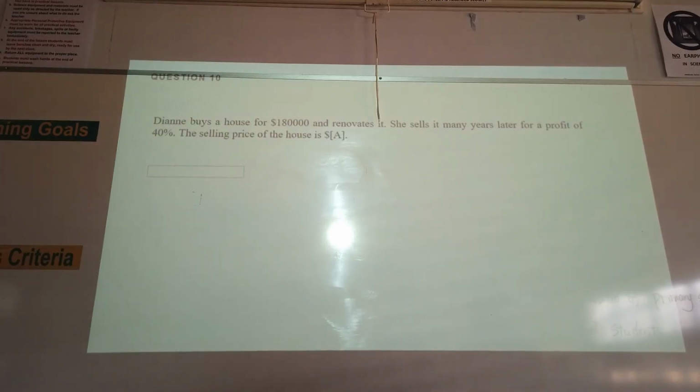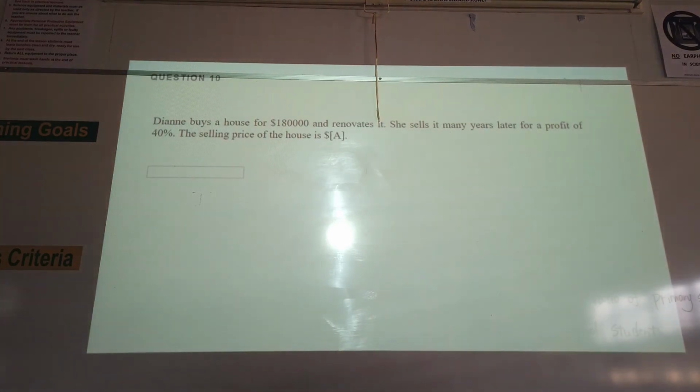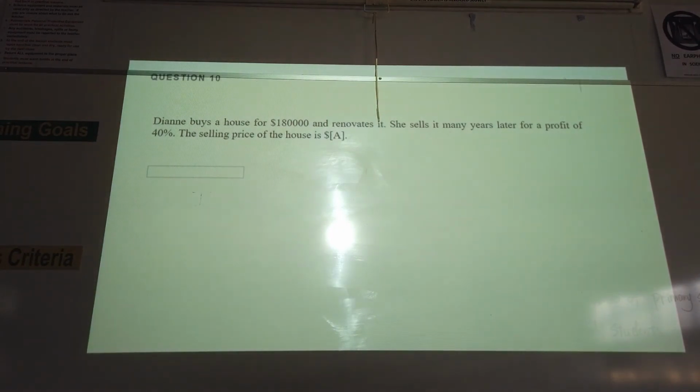Now we're looking at question 10 on the mini test 1. Dianne buys a house for $180,000 and renovates it. She sells it many years later for a profit of 40%. It is asking you how much the selling price of the house is. Now this question is asking you to calculate the percentage increase.